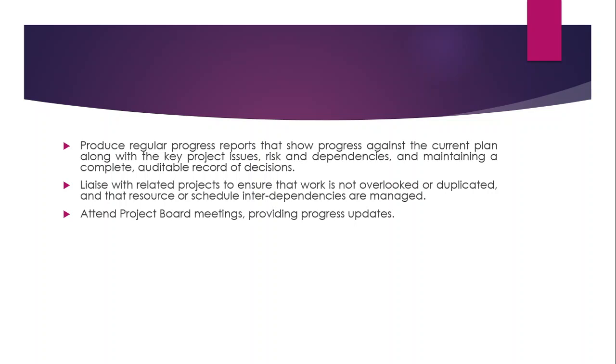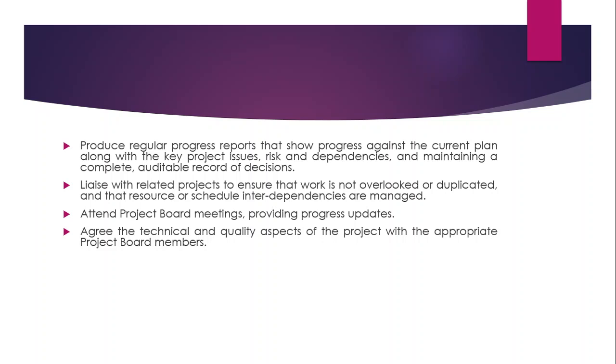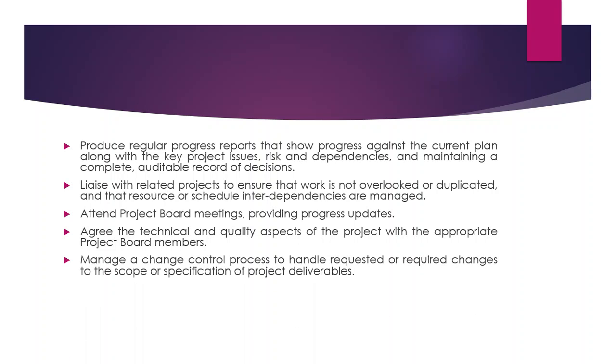You need to make sure that you attend all the board meetings, update the stakeholders of what's going on, and provide progress updates. They should also be able to agree to the technical and quality aspects of the projects with the appropriate project board members. Manage a change control process to handle requested or required changes to the scope or specification of the project deliverables. If there are any changes in the middle while you are running a project, you should be able to make sure that you manage a change control process.